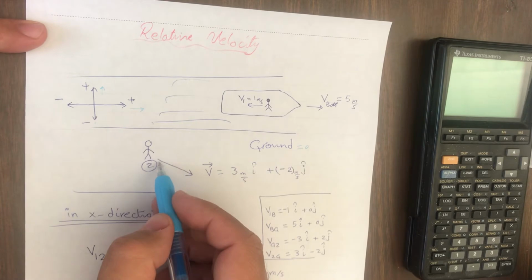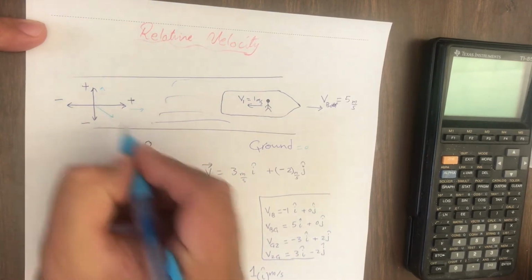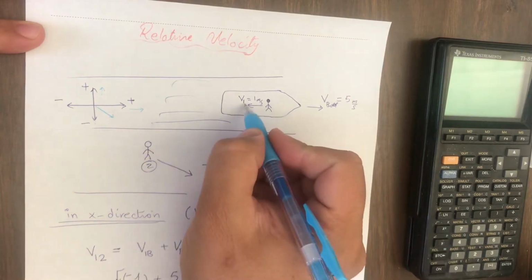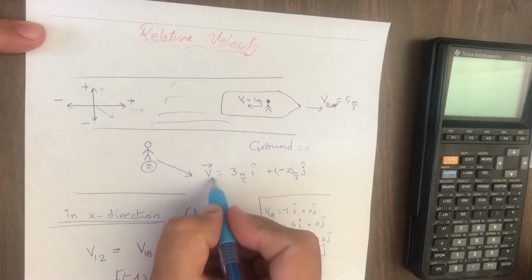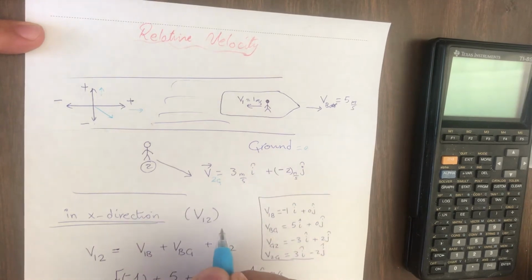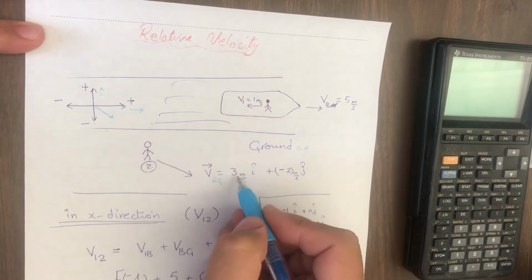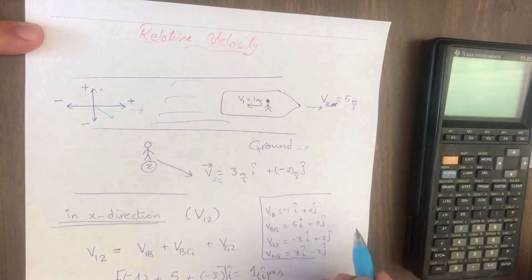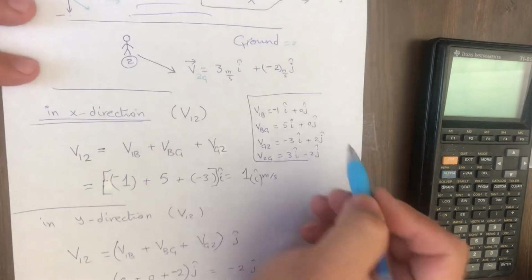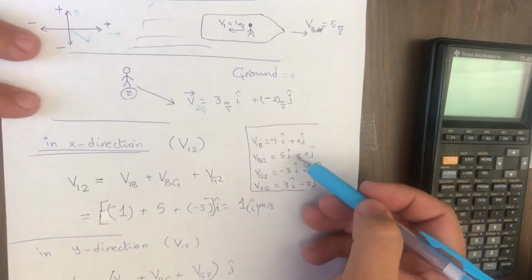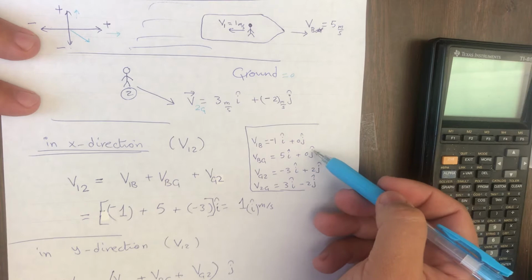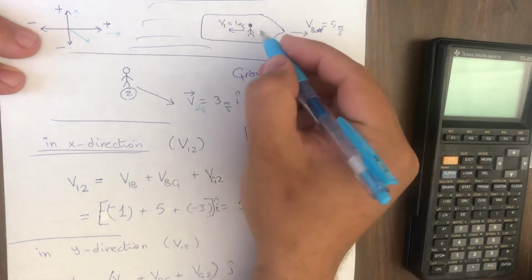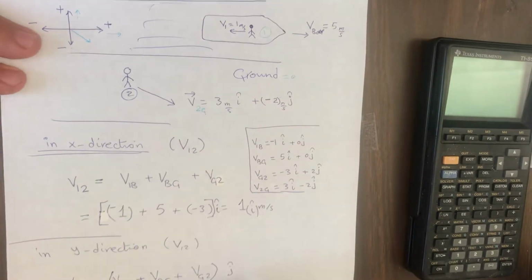There's a person moving in this direction. His name is 2, but this person is 1, has velocity v1. This person has a velocity v2 with respect to ground, which is equal to 3i minus 2j meters per second. Now we can put our velocities, if we like, and I need you to find the relative velocity between the first person and the second person.